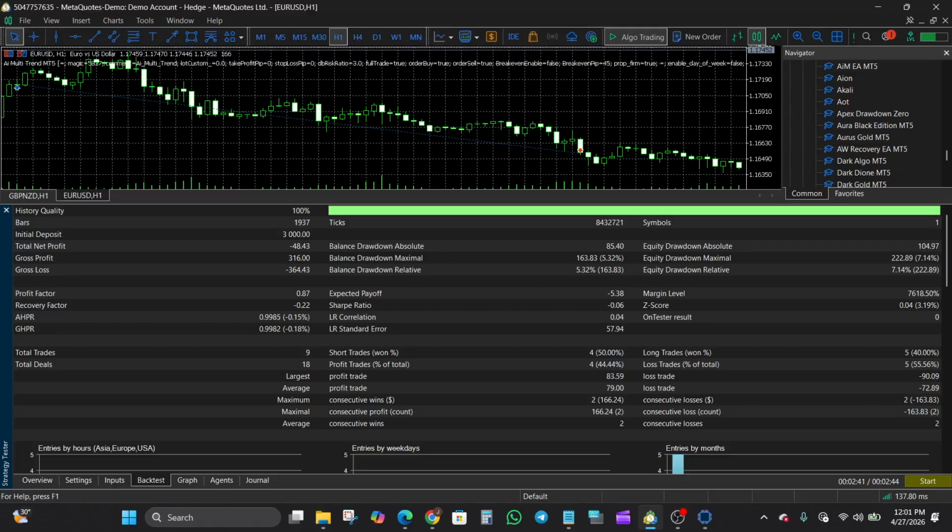Overall, the AI Multitrend EA feels like a structured trend following system powered by AI based classification logic rather than a high frequency or aggressive recovery robot. So I think it's best suited for traders who prefer trend based strategies, controlled risk exposure, and medium term trading setups. But like any EA, its effectiveness will depend heavily on market conditions and how it is configured.